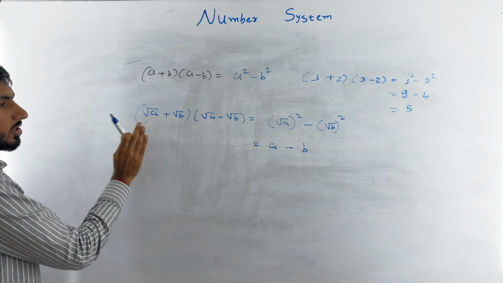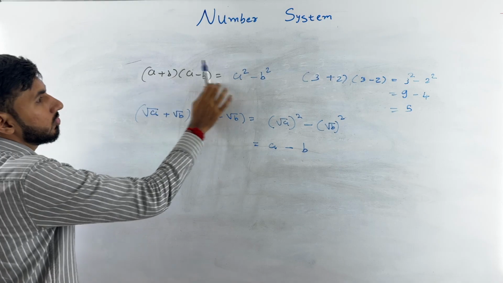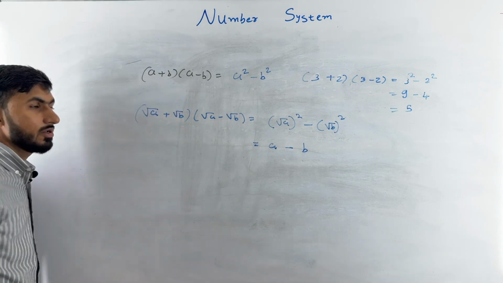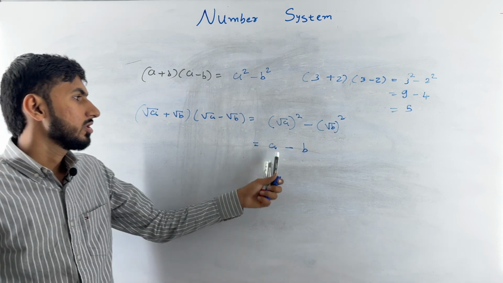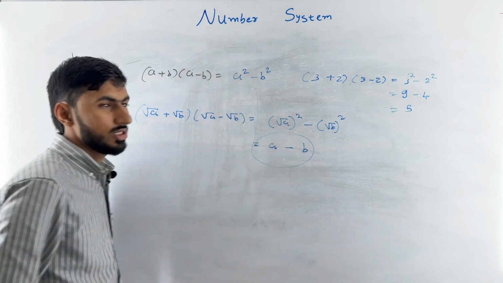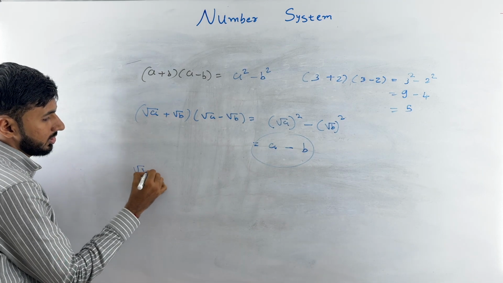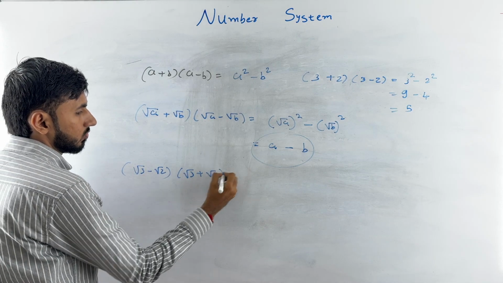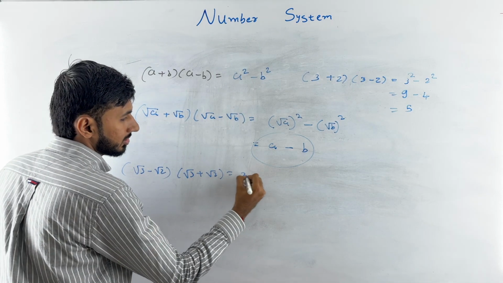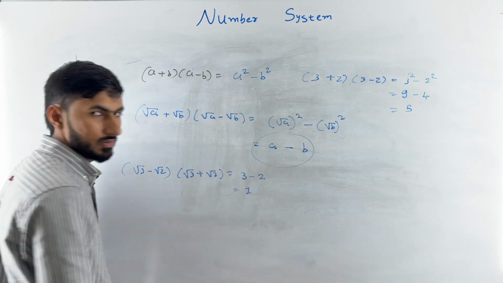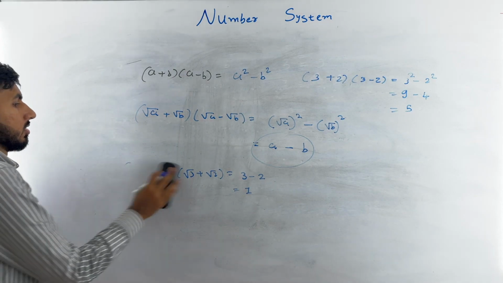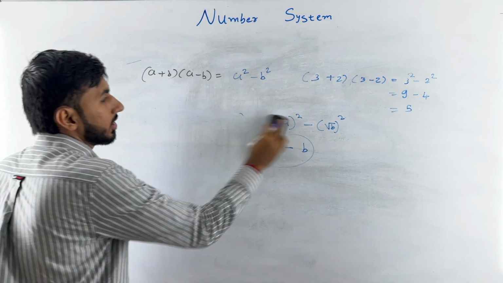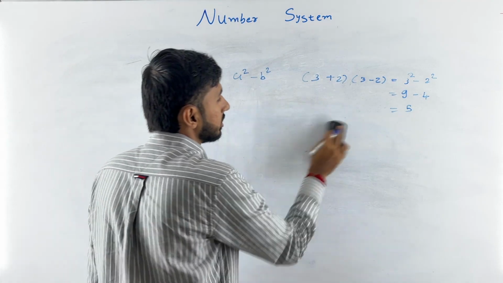So here you don't have to remember this, because we all know this. We can get this by just replacing a with square root of a, right? So it is our answer, a minus b. Root 3 minus root 2, root 3 plus root 2, what will be the answer? Simply 3 minus 2, that is 1, right? So you can try this method in any type of identities.